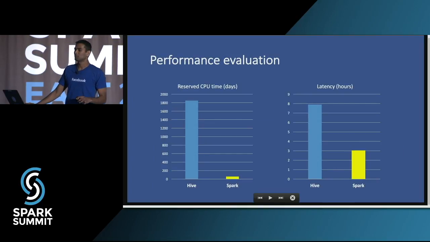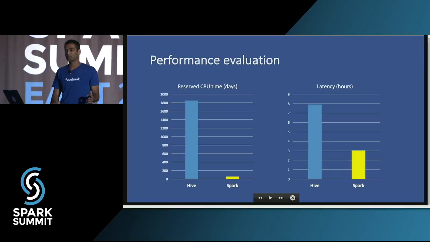Finally, these are some performance numbers comparing Spark versus Hive. The blue bar is Hive, and the yellow bar is Spark. I have two metrics that I use to compare the performance. One is the reserved CPU time, and the other is latency. Latency is straightforward: it is the time taken for the pipeline to run. The other metric, reserved CPU time, is something we use internally to measure the performance of a job.